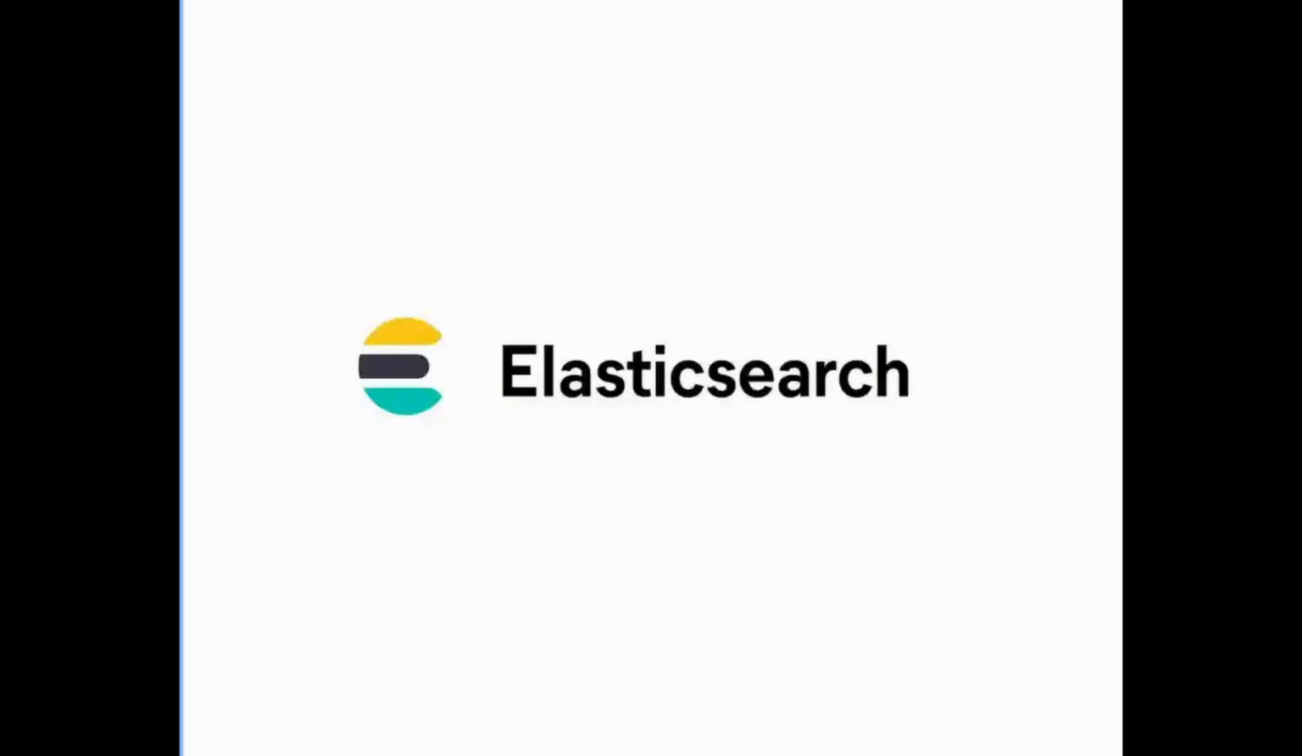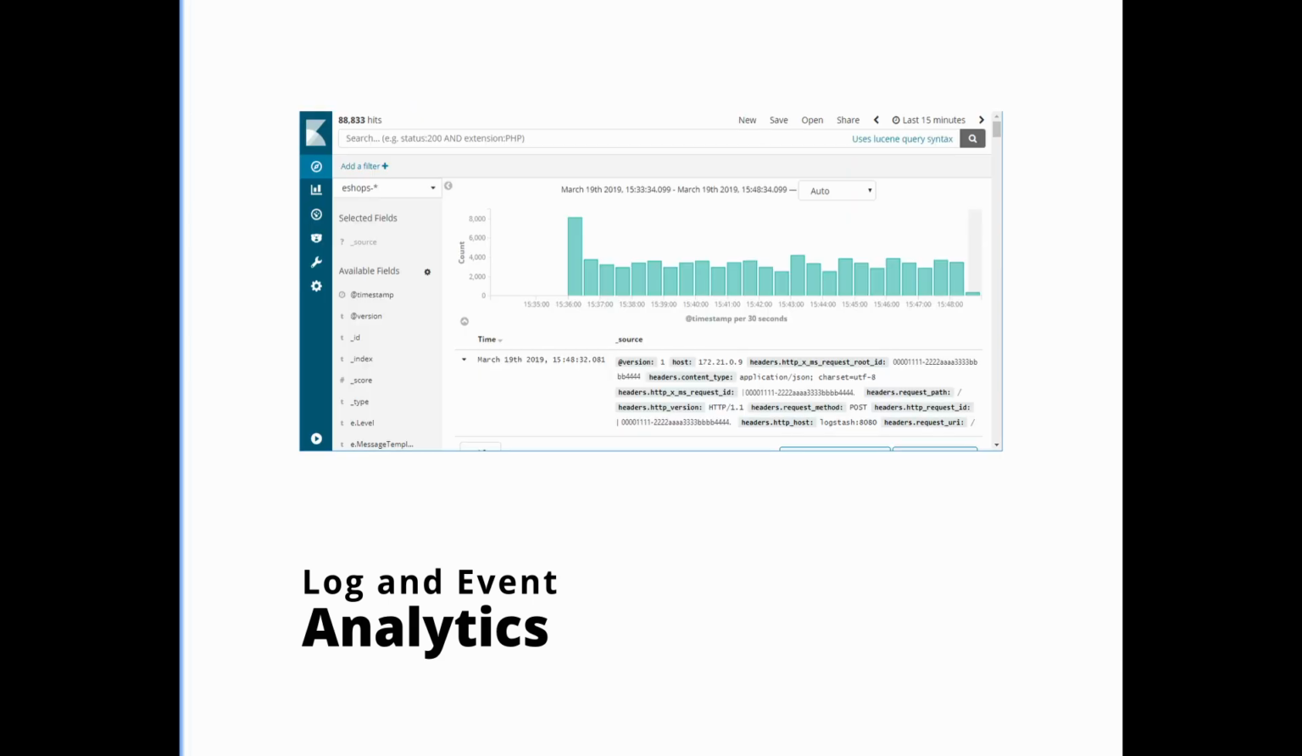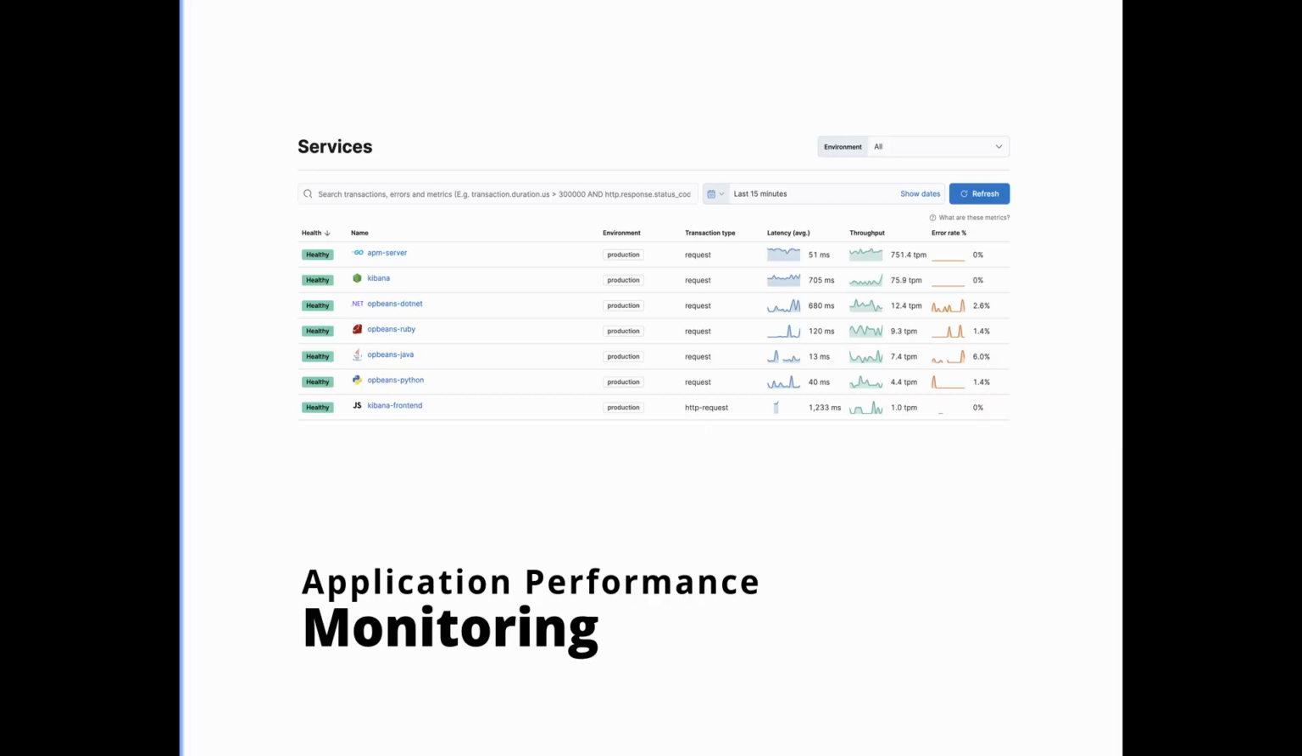People use Elasticsearch for multiple things. One very common use case is log and event analytics. For example, your application logs, your Kubernetes logs, or any other application access logs, everything flows into Elasticsearch and we can search it like Google. Another big use case is application performance monitoring, or APM.